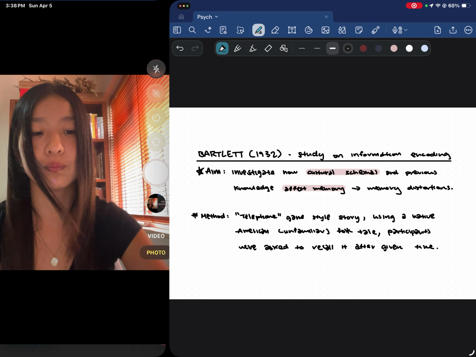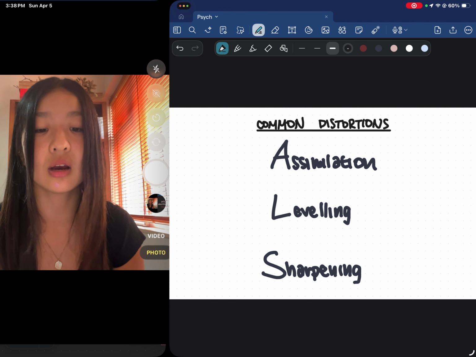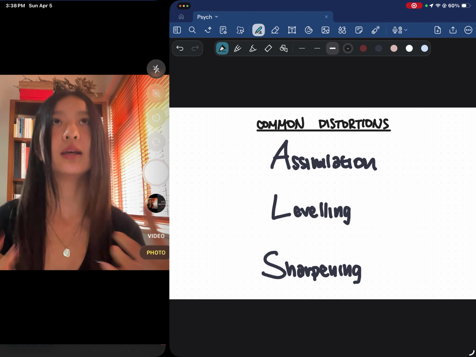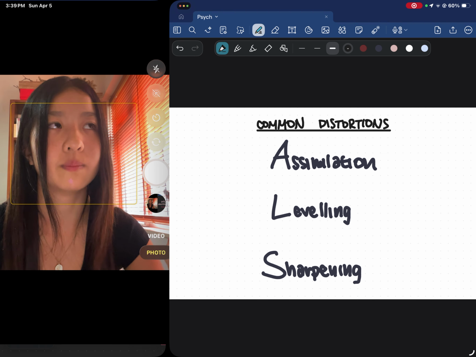To see how results differ. And what he found was that the common distortions could be put into assimilation, leveling, and sharpening. Assimilation is when the participants changed the story and distorted certain things to fit with their own cultural schemas. For example, the original passage had a line describing a kayak, but the participants, because they were British, changed that to a boat, which wasn't the original story, but aligned with their own cultural schemas.